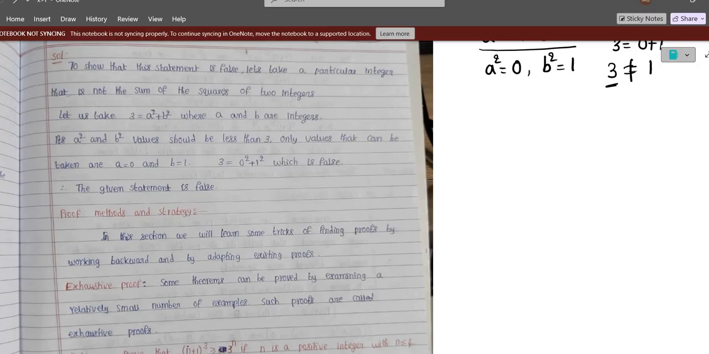Next one is proof by method of strategy. In this section, we will learn some tricks of finding proofs by working backward and adopting existing proofs. This one I will do in the next video.